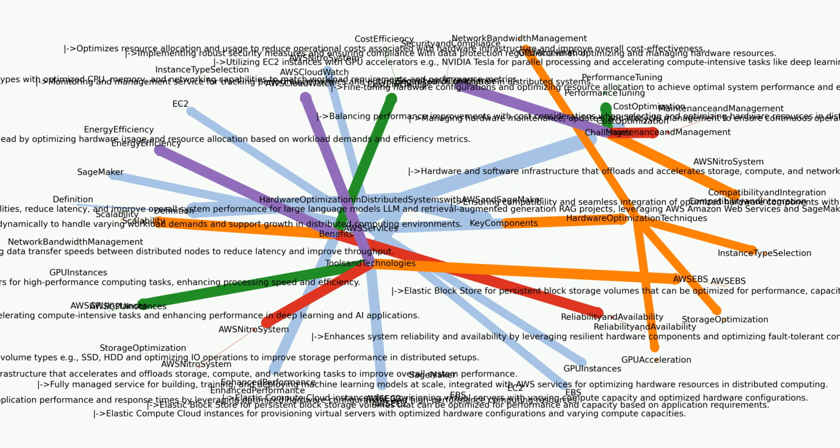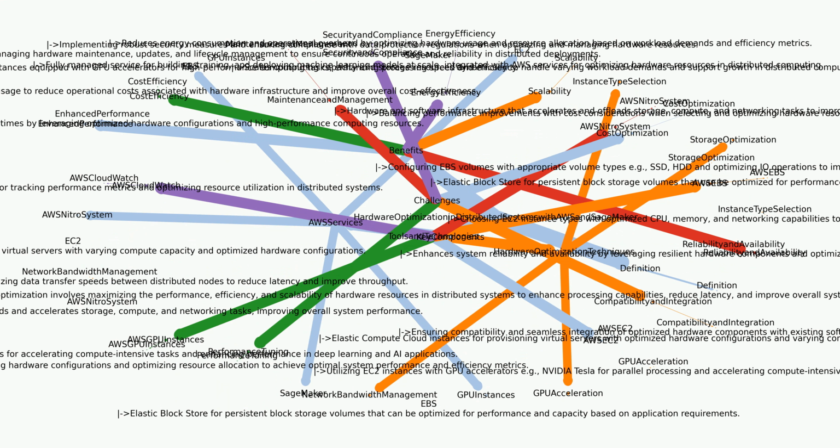Compatibility and integration: ensuring compatibility and seamless integration of optimized hardware components with existing software and infrastructure in distributed setups. Performance tuning: fine-tuning hardware configurations and optimizing resource allocation to achieve optimal system performance and efficiency metrics. Maintenance and management: managing hardware maintenance, updates, and lifecycle management to ensure continuous operation and reliability in distributed deployments.